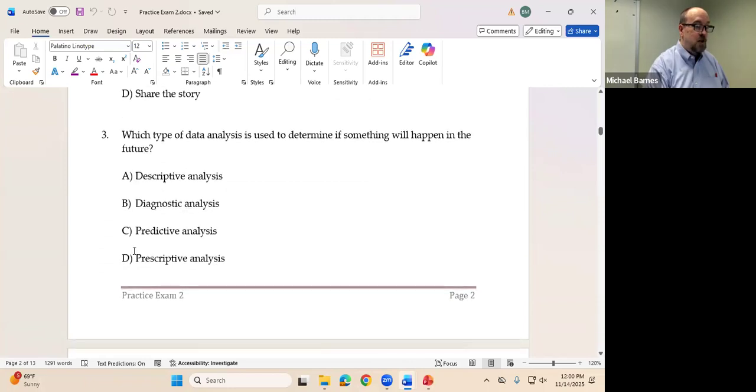What type of data analysis is used to determine if something will happen in the future? Okay, so remember I said these questions would be on the exam. Here's an example of these. So let's make sure we have our definitions in place. Descriptive, what happened?